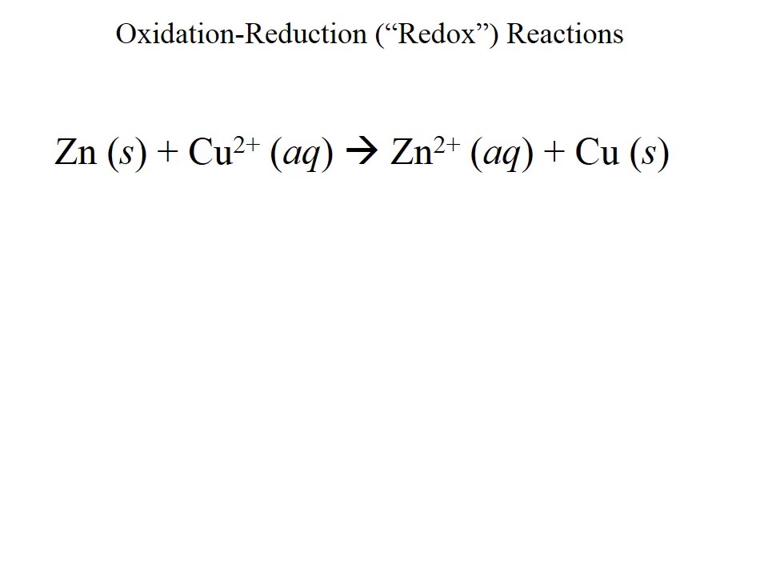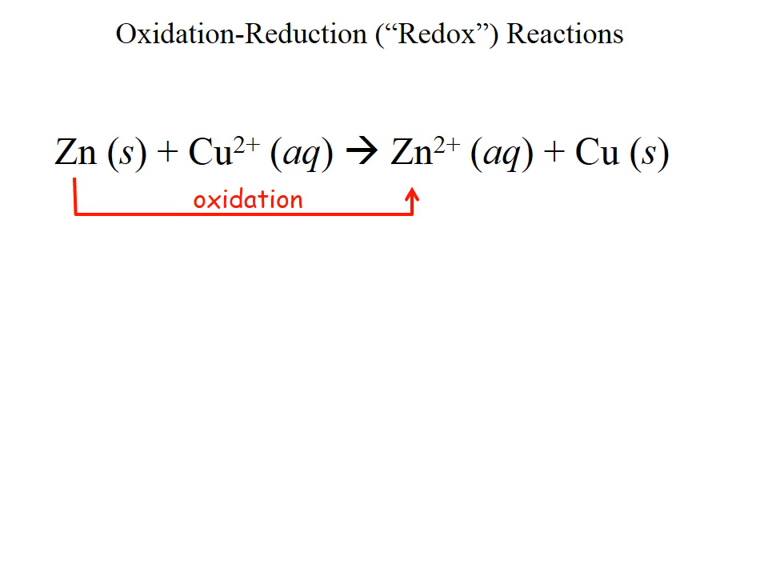So here we have a typical oxidation reduction reaction where zinc solid is giving electrons away. 2 electrons are transferred from an atom of neutral zinc to an ion of copper 2. That will cause zinc to become zinc plus 2 ion because it loses 2 electrons, and copper will gain 2 electrons and become copper solid.